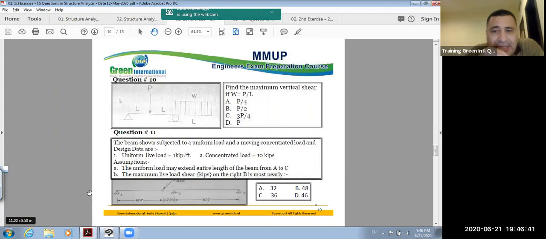Question number 10. Find the maximum vertical shear if W, a uniform load on the cantilever overhanging part of the beam, is equal to P over L, and we have P, a concentrated load, in the middle of the beam span. We can see it. You see it now? Okay. Let us go solve it, guys.